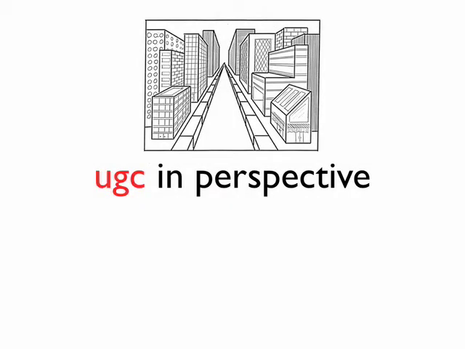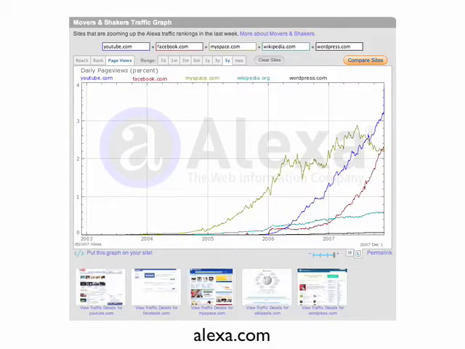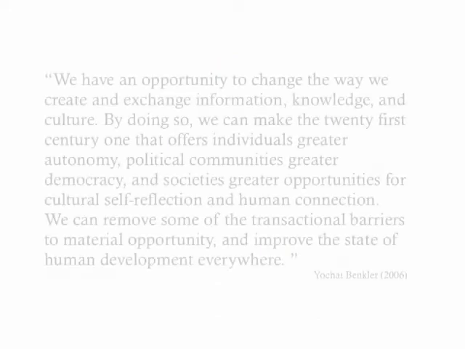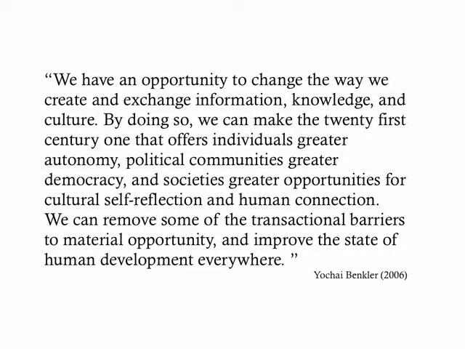UGC in perspective. Top UGC sites have only reached mass scale in the last 2-3 years. Technomyopia refers to the phenomenon of overestimating a new technology, followed by a severe underestimation of its impact.